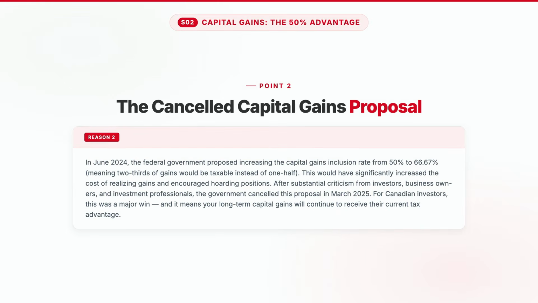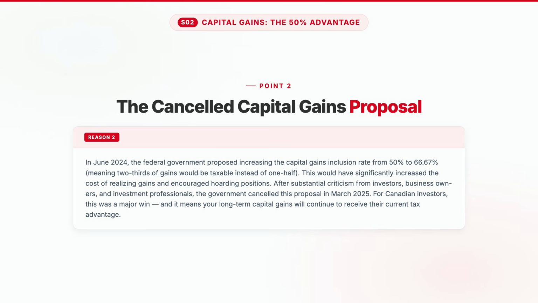In June 2024, the federal government proposed increasing the capital gains inclusion rate from 50% to 66.67%, meaning 2/3 of gains would be taxable instead of 1/2. This would have significantly increased the cost of realizing gains and encouraged hoarding positions. After substantial criticism from investors, business owners, and investment professionals, the government cancelled this proposal in March 2025. For Canadian investors, this was a major win, and it means your long-term capital gains will continue to receive their current tax advantage.